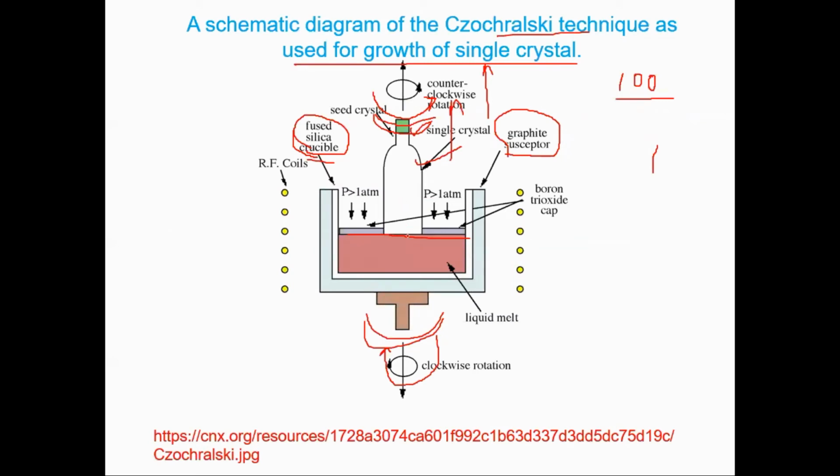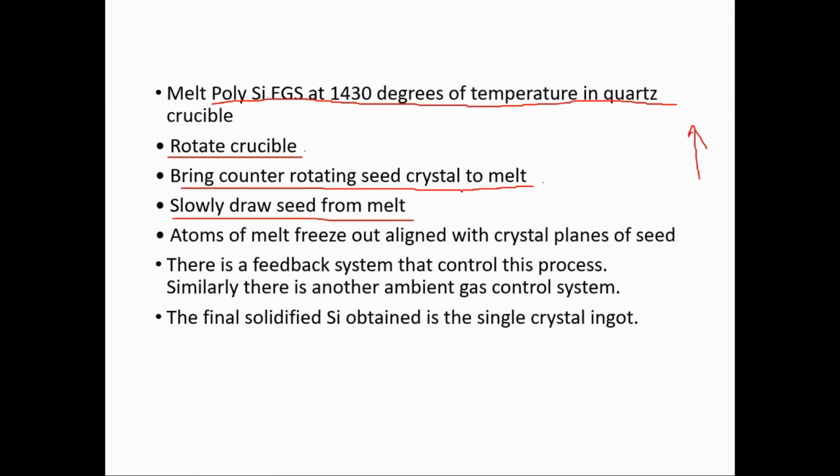Initially this seed is being dipped and it is being pulled up, and also it is being rotated in this direction as well as in this direction. So you're getting the ingot being formed in this direction. Then immediately when you pull it up, it freezes. So there is a feedback system that controls this process.